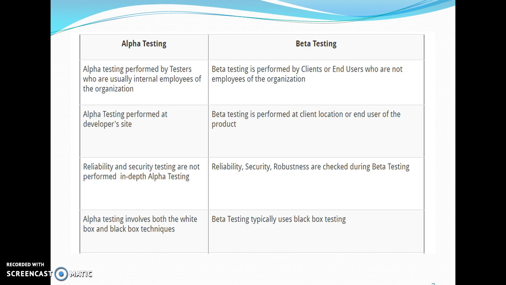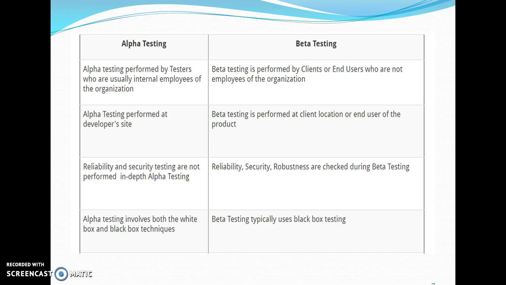The testers, developers, and users all sit together and do the alpha testing. Beta testing is performed at the client location or by the end user of the product. Reliability and security testing are not performed in depth in alpha testing, whereas in beta testing, reliability, security, and robustness are checked.